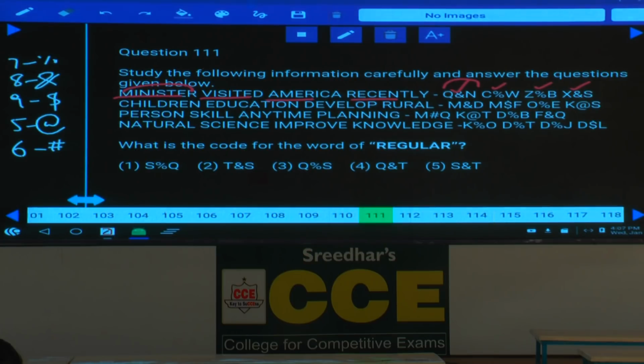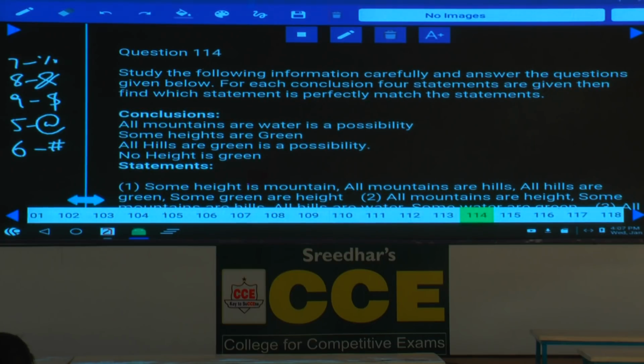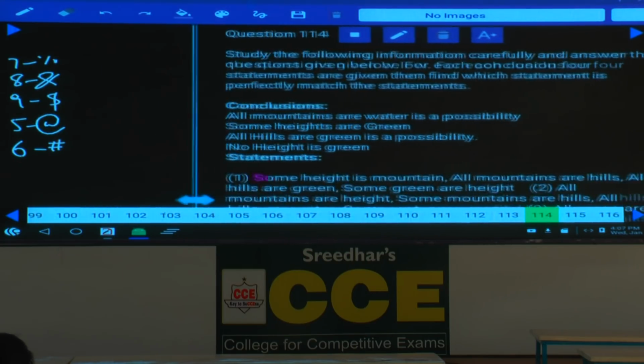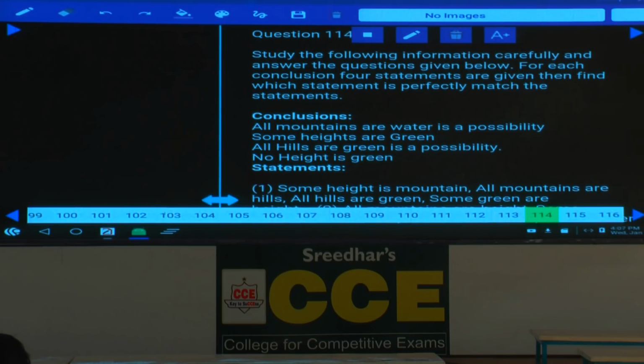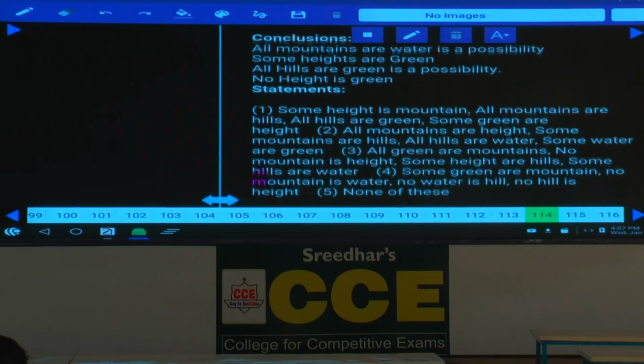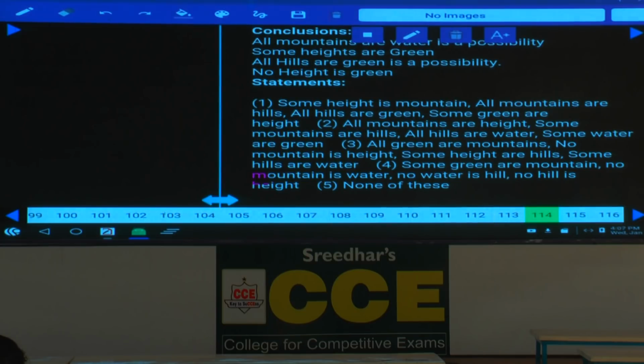Yes, 114 to 117. Done? Now in this 114 to 117, tell me question number 114, what is the answer you are getting? 114 to choice 3. Now question number 114, are you getting with the help of choice 3?